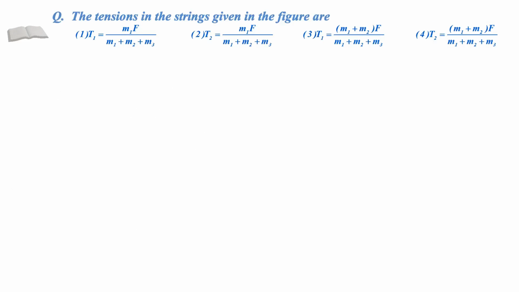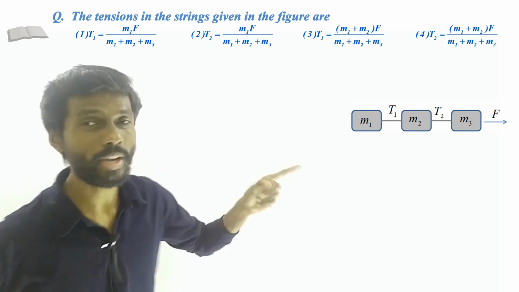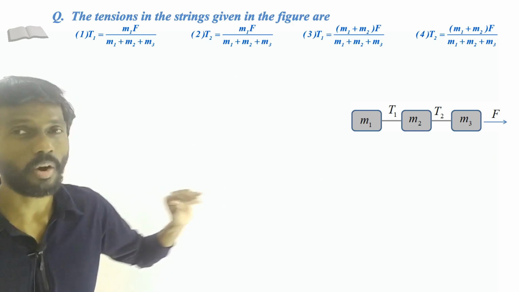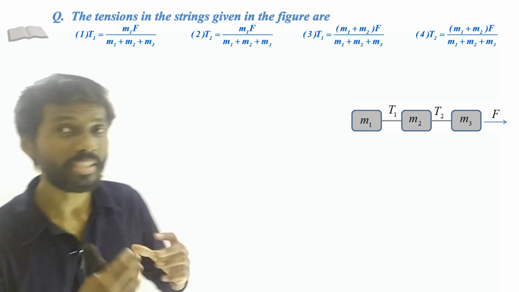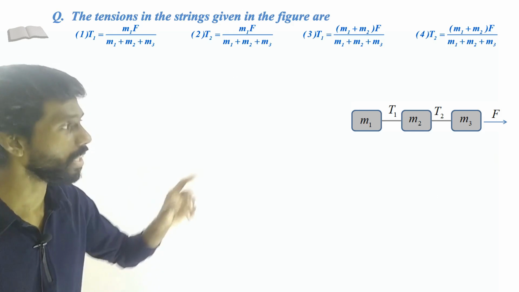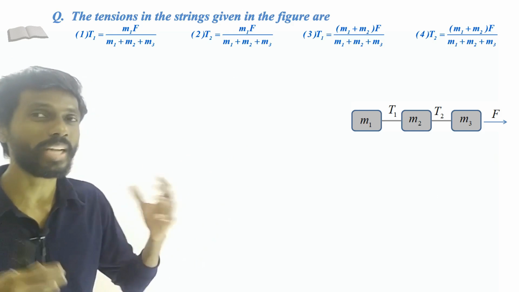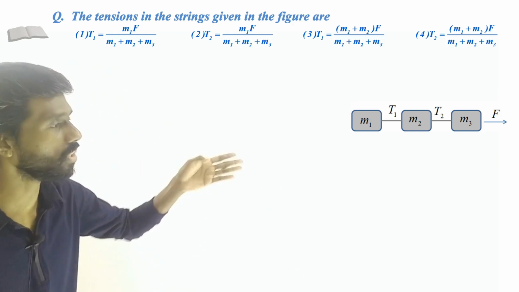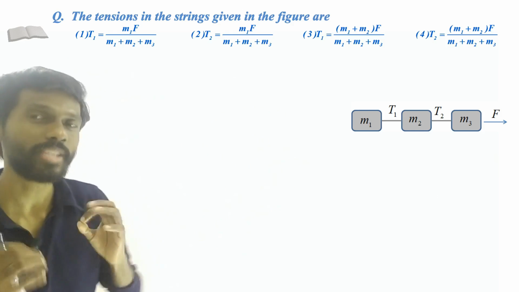The tensions in the strings given in the figure are, here 3 blocks are given which are connected by some strings. This block M3 is pulled by the force F in the horizontal direction. We have to find the tension in these 2 strings. Now these tensions are not the same, right? They are different because these are different strings, not connected, so the tension will be different. Let us find the tension, say T1 in the first string, and similarly T2 in the next string.